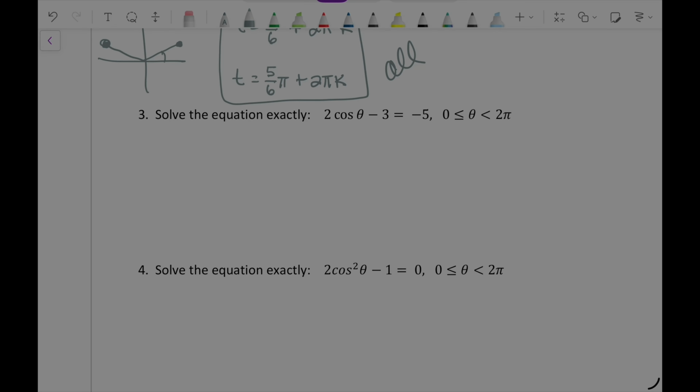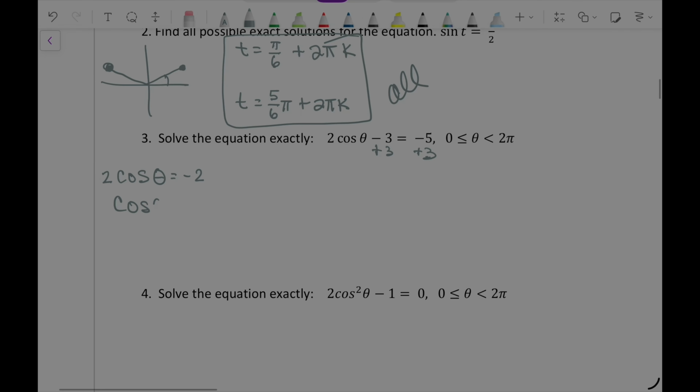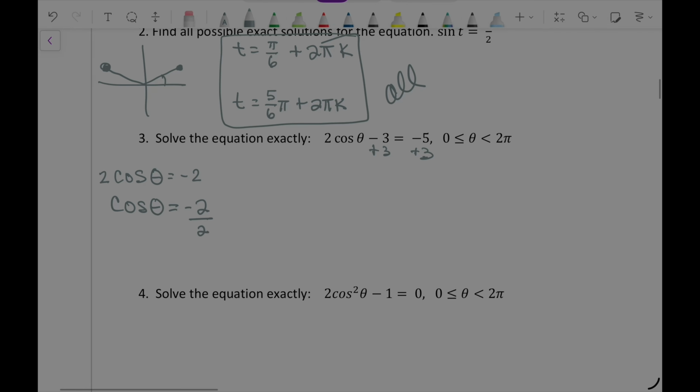So for this next one, I'm going to add 3. I'm going to isolate my trig function, basically, if I can. So cosine of theta will equal, and there was a 2. Why is my stuff erasing? Come on. Cosine of theta is equal to -2 when I add the 3, right? There's a 2 here still. And then divide by 2. We get -2 over 2. In other words, cosine of theta is equal to -1.